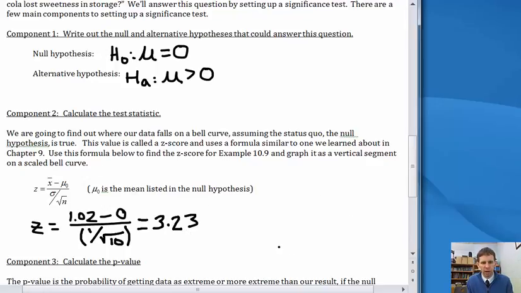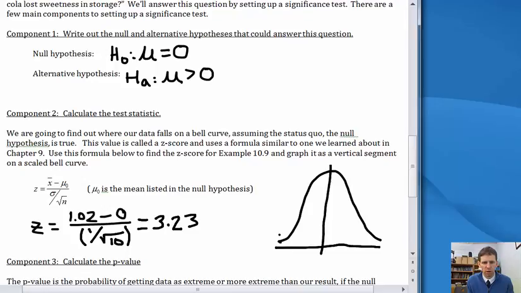I said we're also going to graph this using a vertical segment on a scaled bell curve. So similar to what we've done in step 5 in the past, we're going to do our 1, 2, 3, 1, 2, 3 on each side. 3.23 is over here on this side. And what we're actually going to shade is to the right. And you might be going, why are we shading to the right?